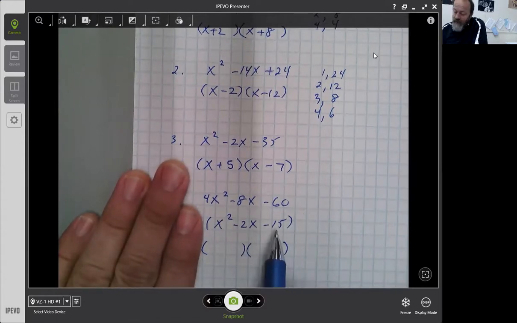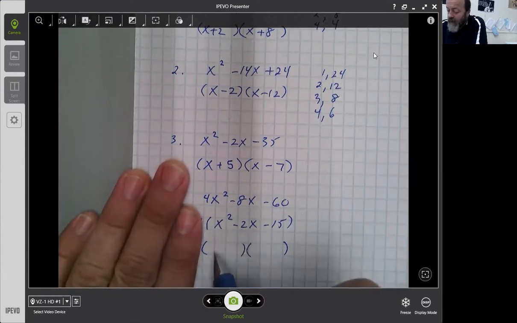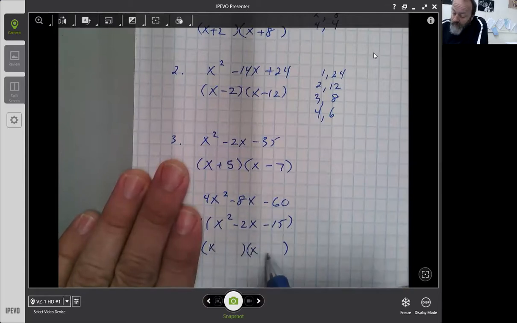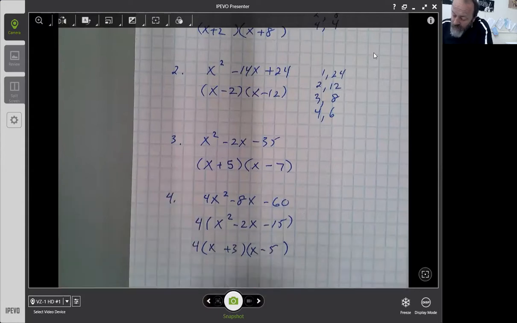Think, what two numbers have a product of 15? Well, we either have 1 and 15, or we have 3 and 5. And clearly, a 5 and a 3 would work perfectly.